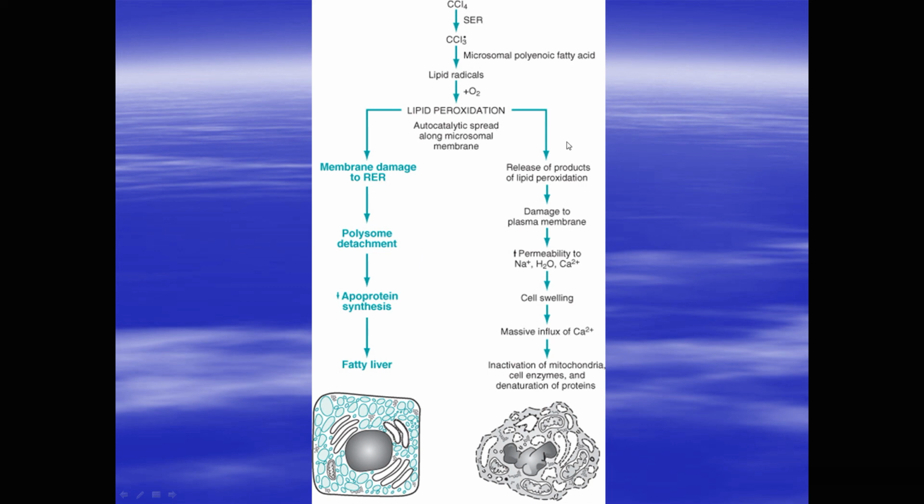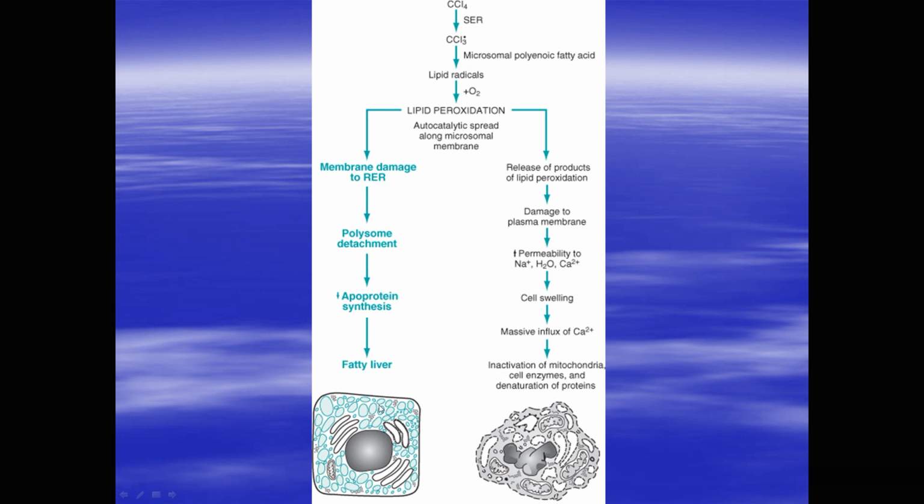In the other cells, the damage is not too extensive. However, the release of products of lipid peroxidation, because of damage to the plasma membrane and increased permeability of the membrane to sodium especially, will cause influx of sodium and water and cell swelling, and the next influx of calcium, inactivation of mitochondria, cell enzymes and denaturation of proteins. So, cell damage, despite being less expressed, is observed also in other tissues, but mainly in the hepatocyte.